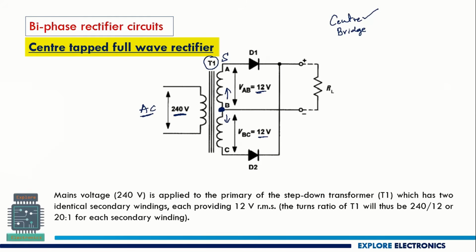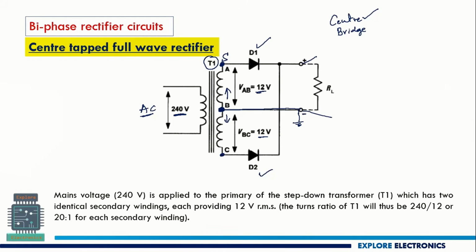This center tapped full wave rectifier will have two diodes, D1 and D2, connected in this manner. You can observe the secondary coil: one end will be connected to D1 and the other end is connected to D2. And the center tap here will be the reference we take for measuring the output and also for giving the input, we can say, from the secondary coil. So this is the negative terminal for the output measurement. Across RL we are going to measure the output.